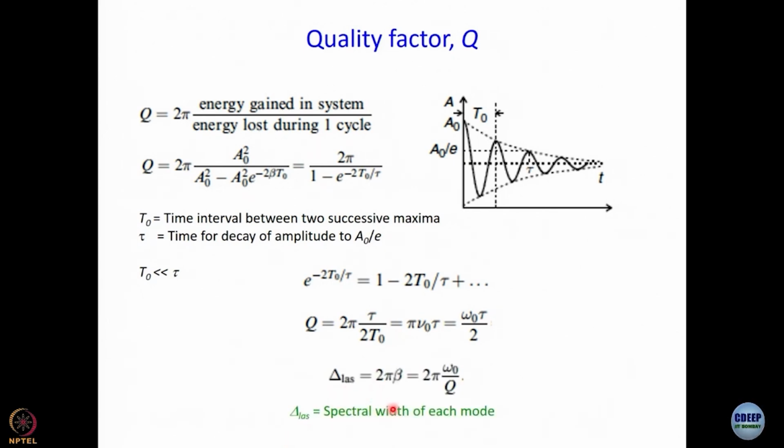Now, next part I am not going to derive, I will just tell you that delta nu, the spectral width of each mode, is given by 2 pi into omega 0 by q. 2 pi into omega 0 by q. So, this is the expression for spectral width of each mode.